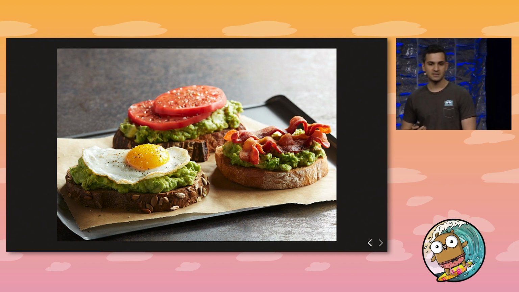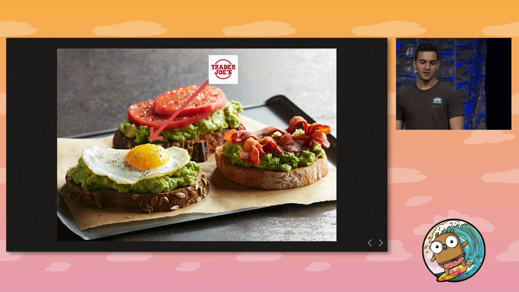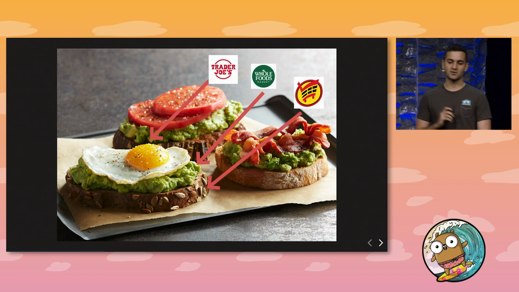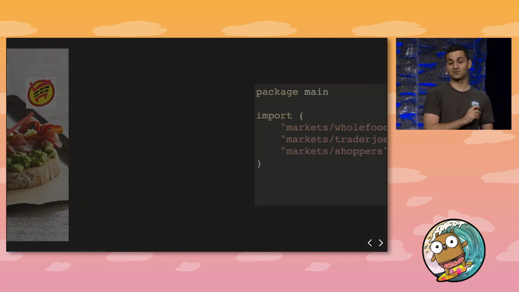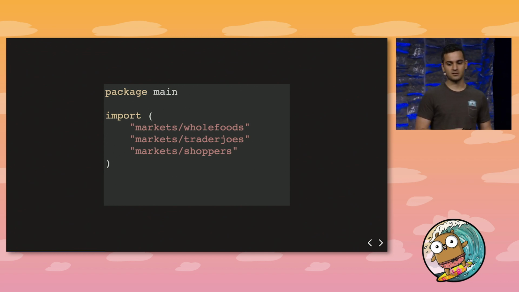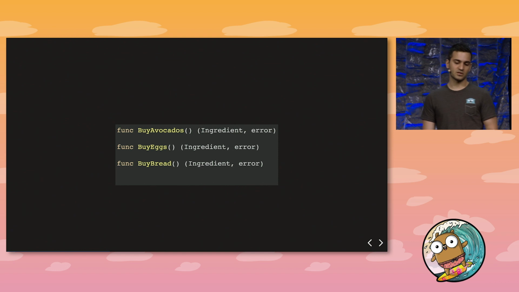It has 3 ingredients. Let's imagine the ingredients come from different markets. The first one is from Trader Joe's. The avocados come from Whole Foods. And finally, the bread comes from ShopRite, or Shoppers. I forgot. So let's imagine that we have all of these libraries and all these shoppers in different libraries. And each import path will give you the ingredient that you want. So for example, you can call buy avocados, buy eggs, and buy bread. And for the sake of brevity, let's imagine they all return the same type signature. They all return an ingredient, but they could possibly go wrong.